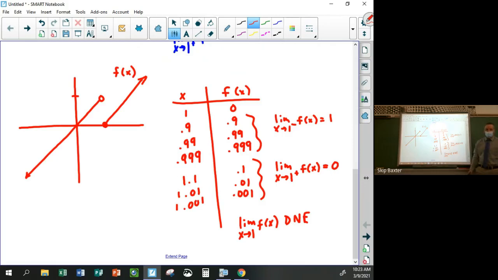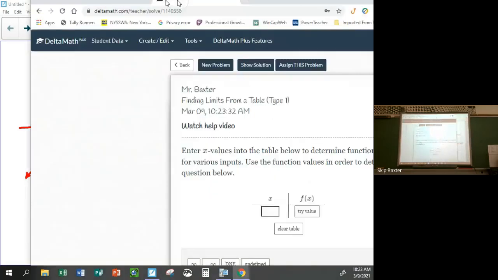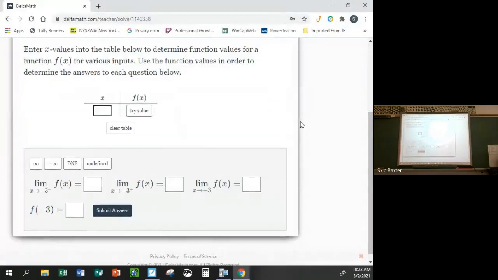Does everybody understand the concept? That's how this homework works. They're going to give you a table where you can plug in any x values you want. And you have to plug in x values to determine what the limits are. Let me give you an example from the actual homework. So if I go to Delta Math, it's finding limits from a table. So here's a typical problem.